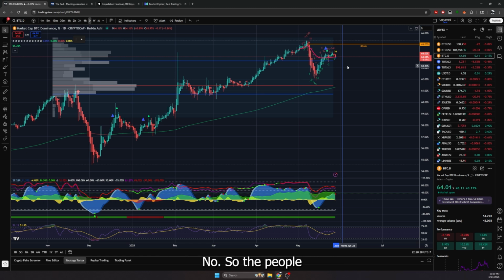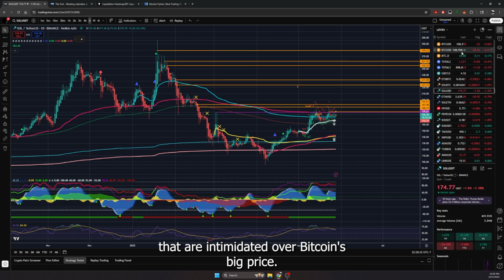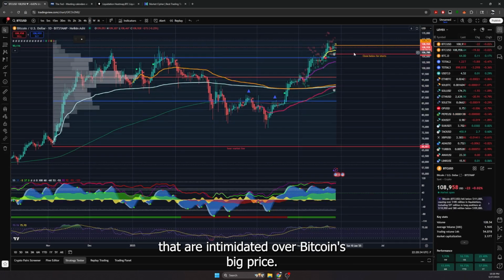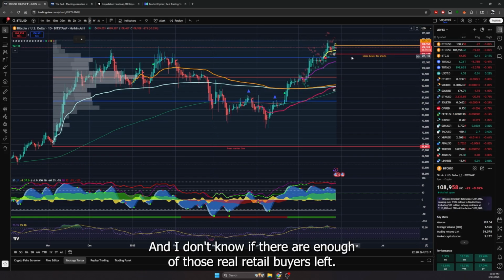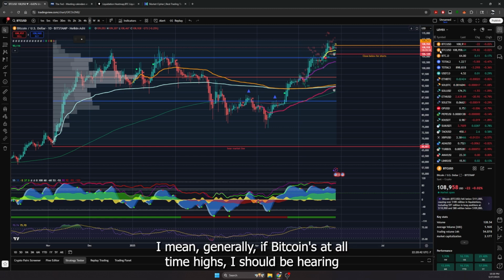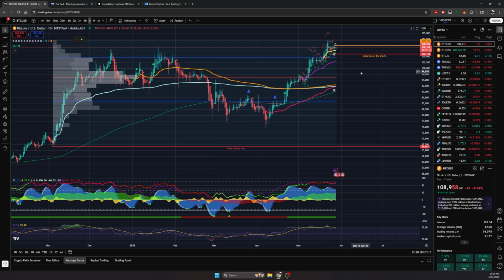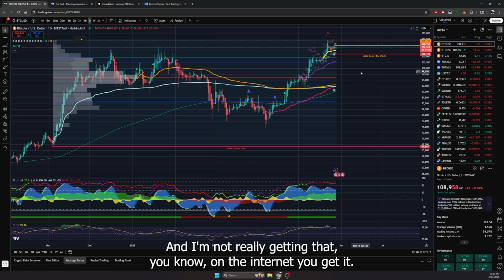No. So the people buying altcoins, these are excited retail buyers that are intimidated over Bitcoin's big price. And I don't know if there are enough of those retail buyers left. They all got blown up. I mean, generally, if Bitcoin's at all-time highs, I should be hearing about Bitcoin on the streets like I did the last time we hit an all-time high. And I'm not really getting that.